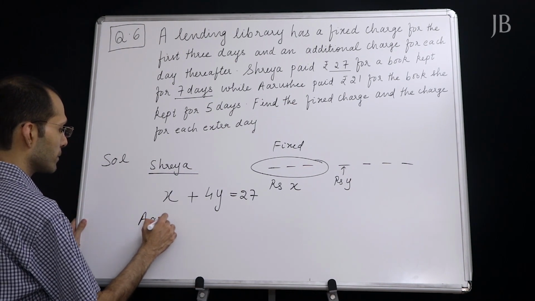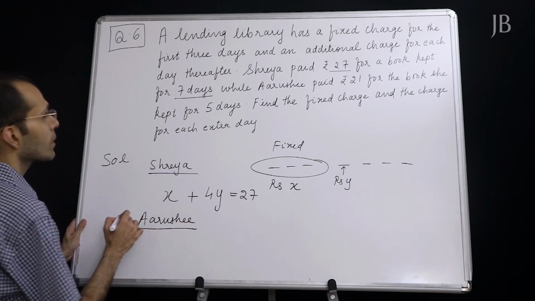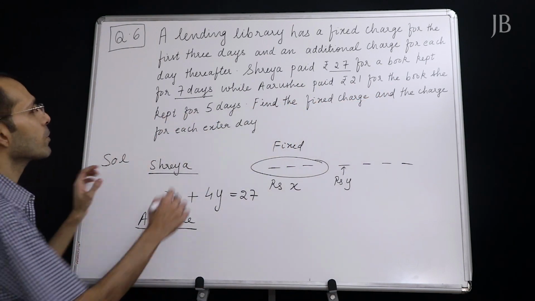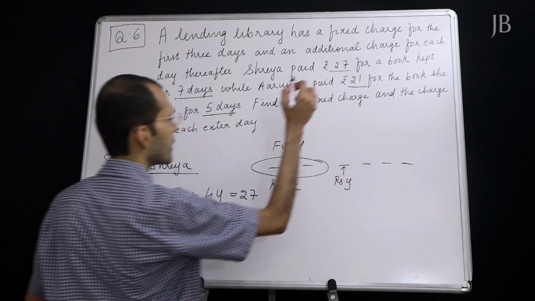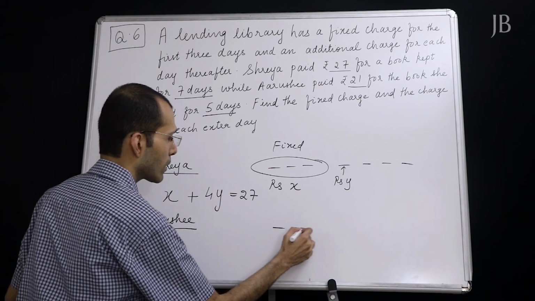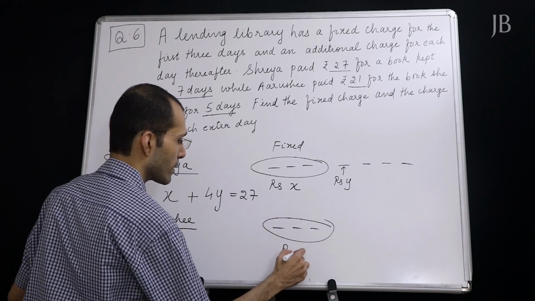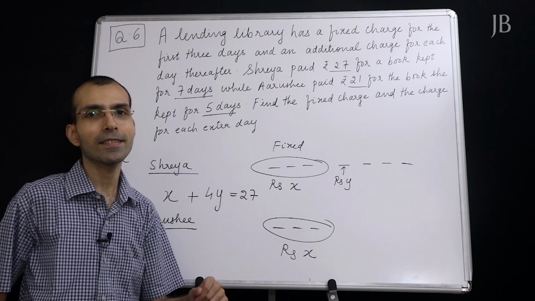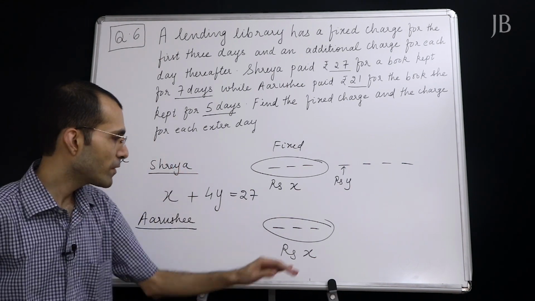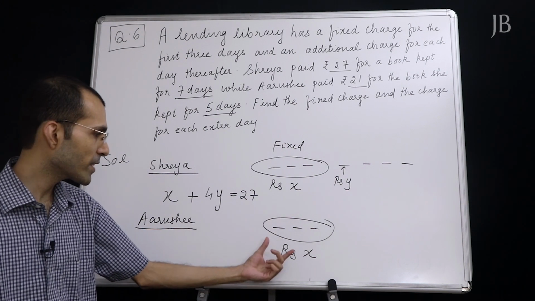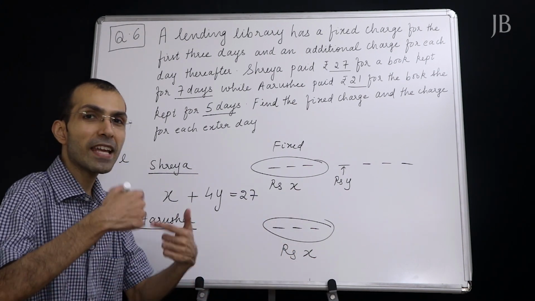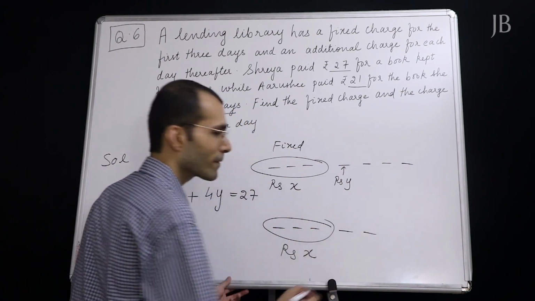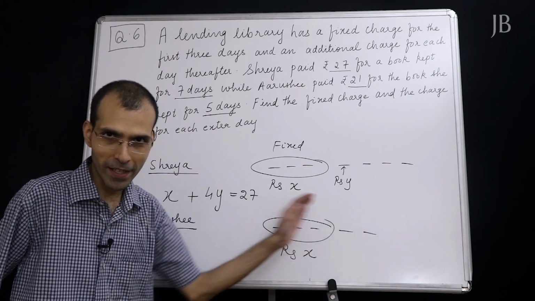Now for Arushi, what has happened? She paid rupees 21 for a book that she kept for 5 days. So again, now for 3 days the charge is fixed, rupees X. And Arushi has kept the book totally for how many days? 5 days. Out of which first 3 days she has to pay a lump sum amount, fixed charge X. So she will have to pay extra charge for how many days? For the next 2 days only. Because totally she has kept the book for 5 days.